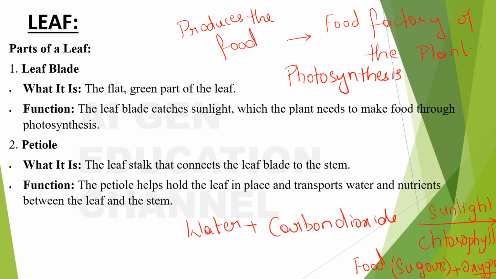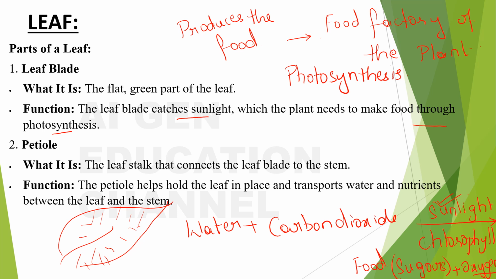Now let us see about the parts of a leaf. Leaf blade, the flat green part of the leaf. You will have a leaf like this, right? This flat green part of the leaf is called the leaf blade. The leaf blade catches sunlight, which the plant needs to make food through photosynthesis. Sunlight is important for photosynthesis. So this leaf blade catches all the sunlight, and this sunlight is used in the process of photosynthesis.